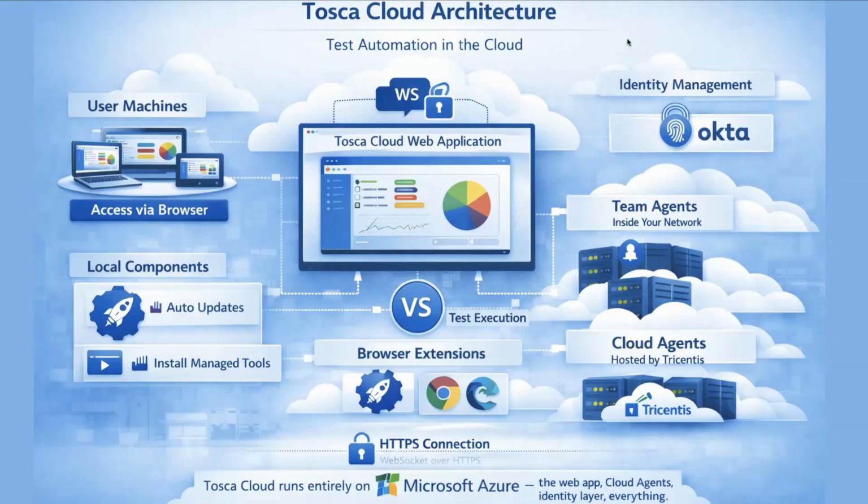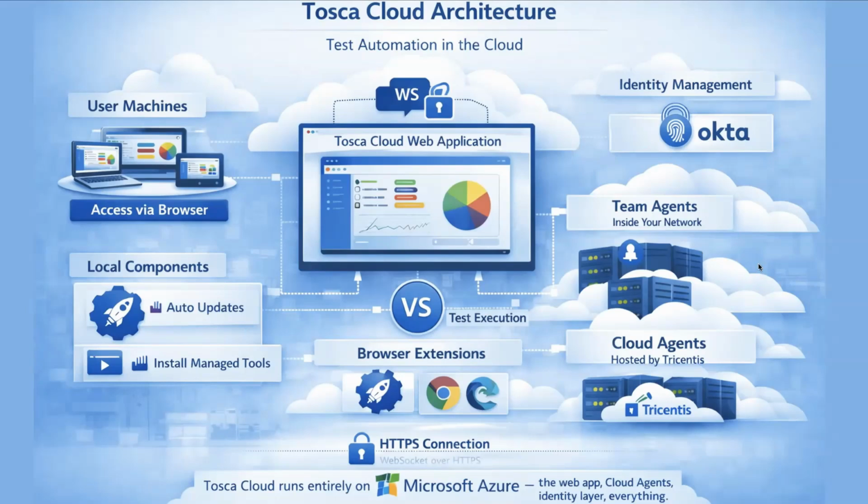And the best part of all of this is you communicate over HTTPS and WebSockets, so you don't need to set up any ports, no firewalls. It just works. And yes, to wrap it up, the entire platform runs on Microsoft Azure Cloud. So the web app, the cloud agents, the identity layer, the communication channels, everything. So that was the high level overview of the Tosca web application, the whole architecture.